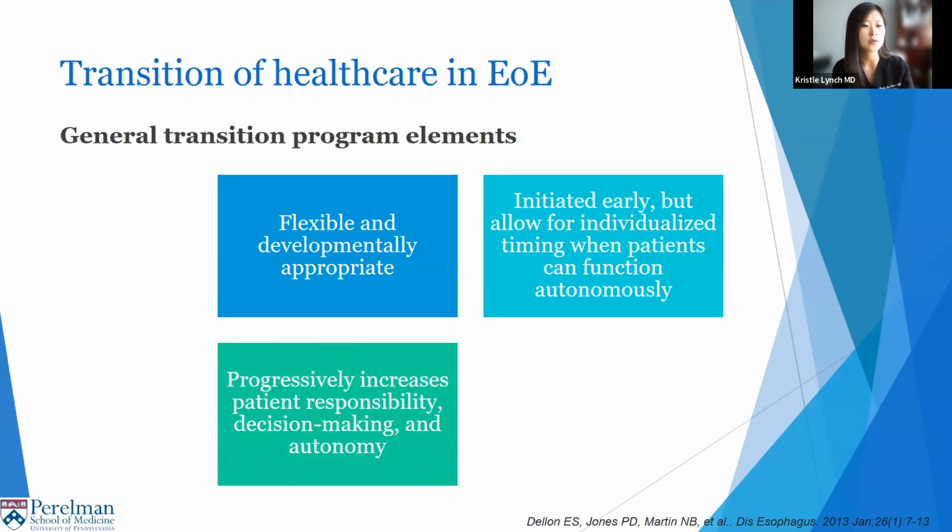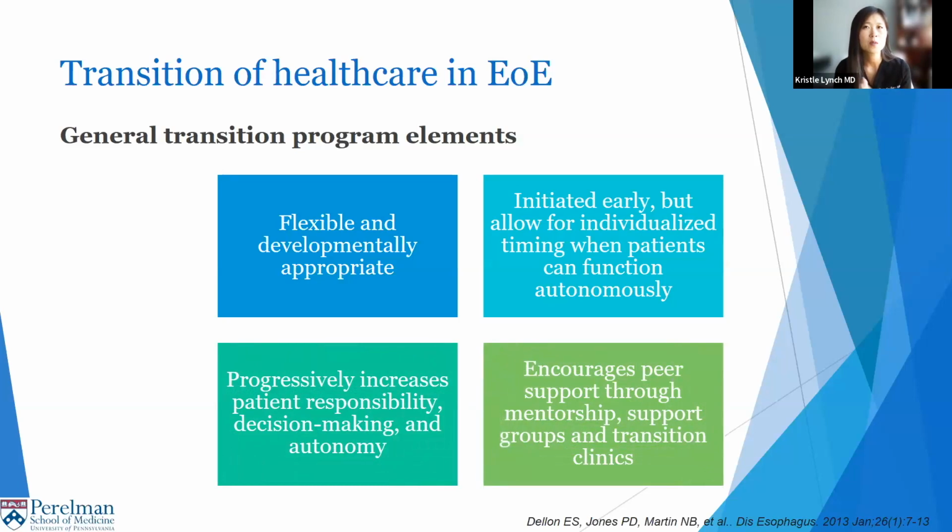Slowly, we should start increasing the patient responsibility, their own power for decision making, and their autonomy. And I think with that, there should be parallel support, right? So we should really encourage peer support through mentorship, support groups, and transition clinics. And, with the advent of the internet, certainly online support groups can be very helpful.